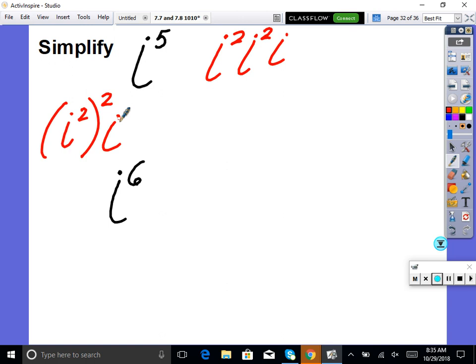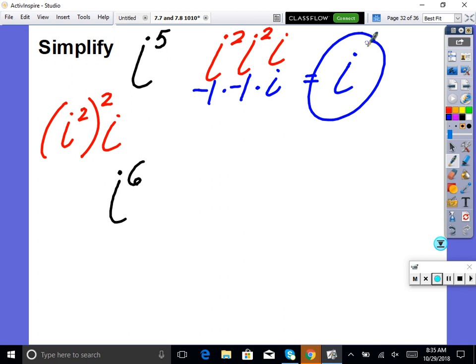Raise a power to a power and you multiply. 4 plus 1. You guys see how there's many different ways. So I like this way a lot. Isn't that -1 times -1 times i, which is i? So i to the sixth.